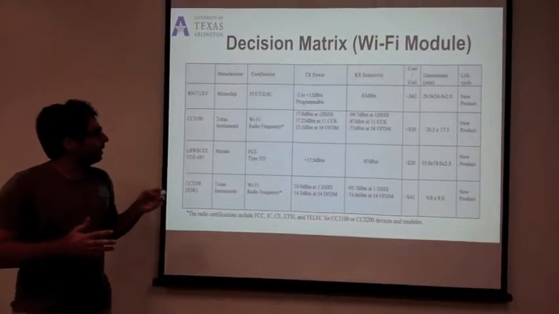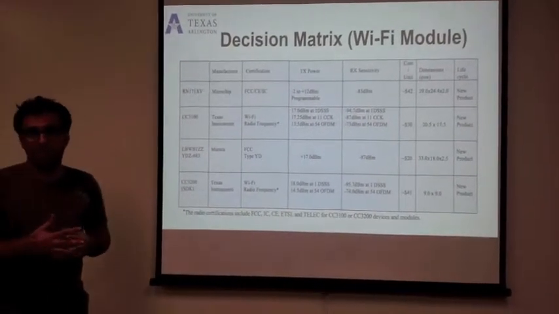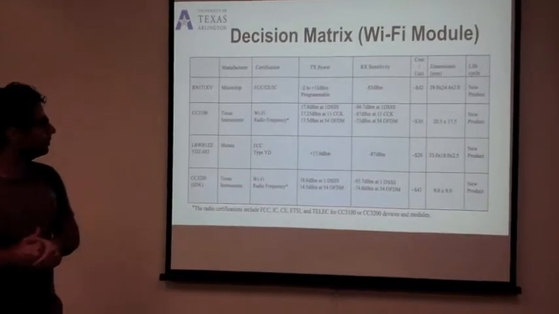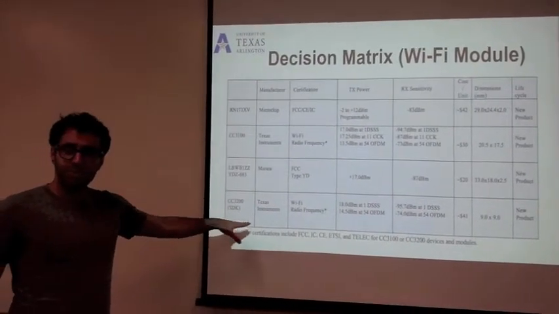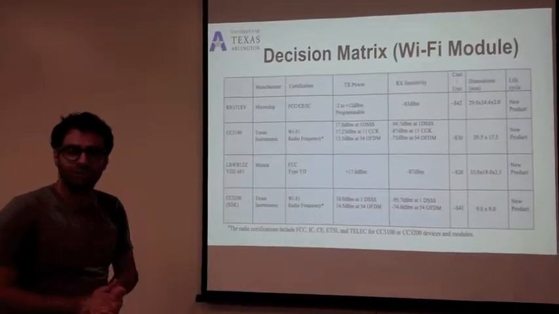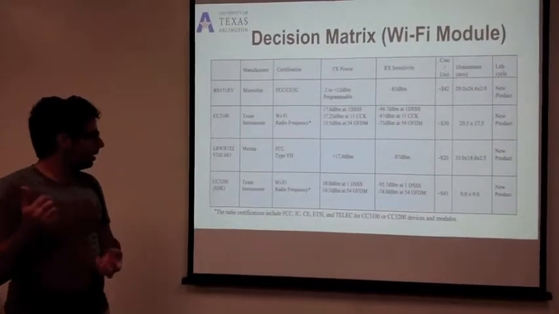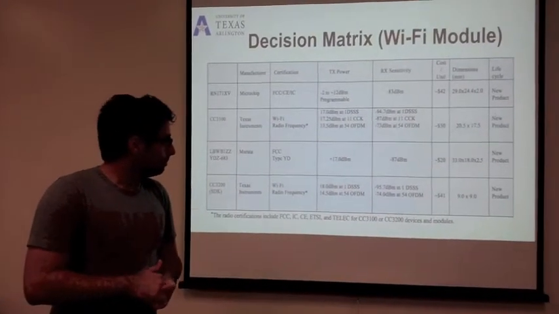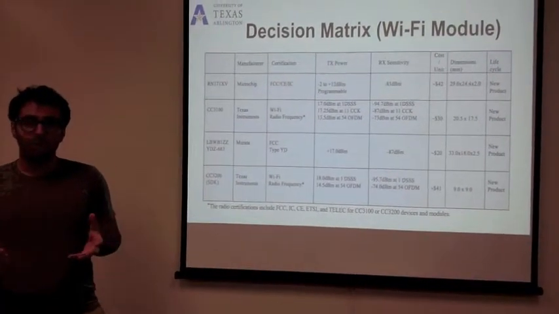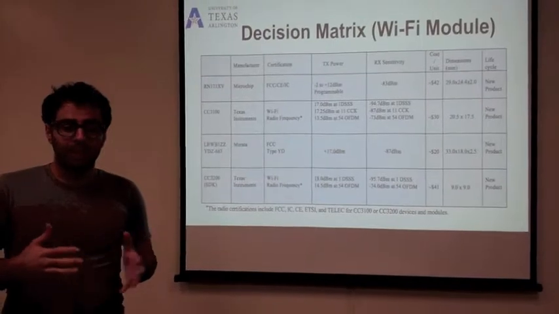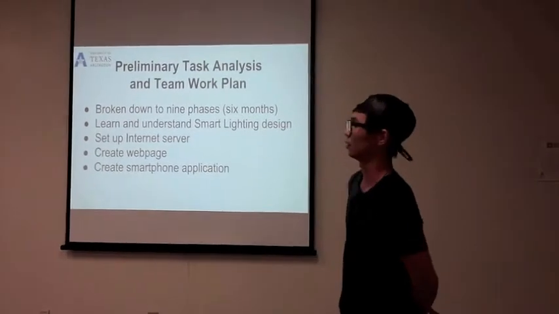As you can see, looking at the life cycle for the product, they're all new products from 2014 or 15. So using this decision matrix, we were able to decide to go with the Texas Instruments product, the CC3200 module. It's a Wi-Fi module that comes with a microcontroller unit built on it. This is a good product because it comes with user development kits that help us complete this project.